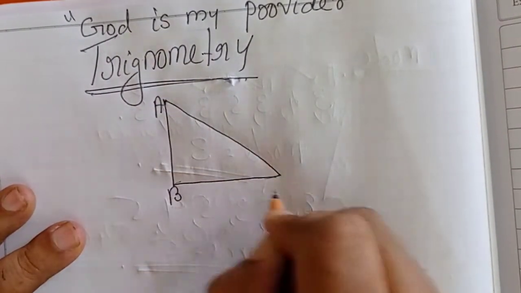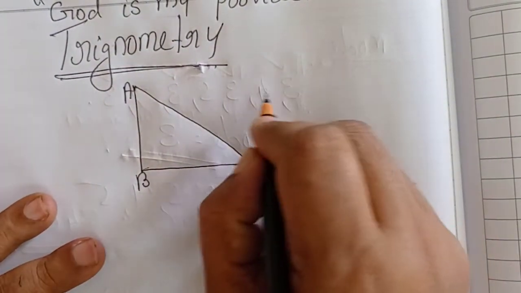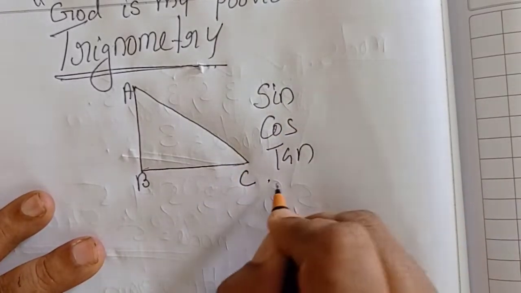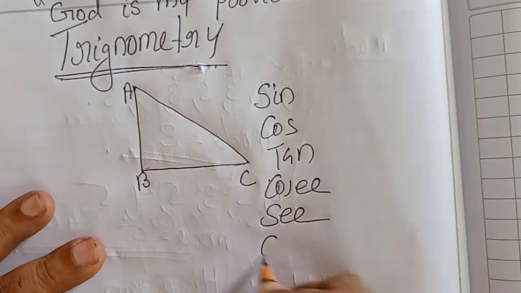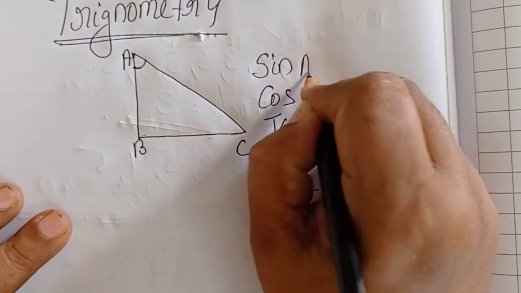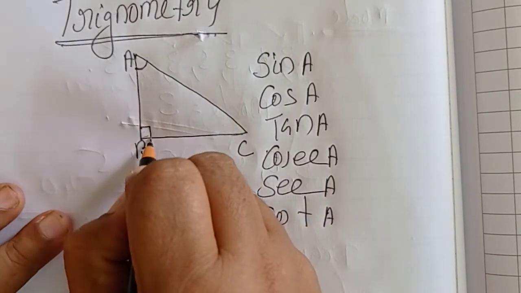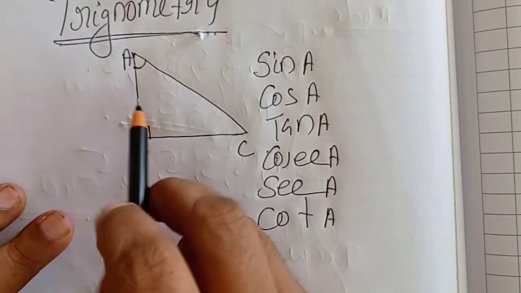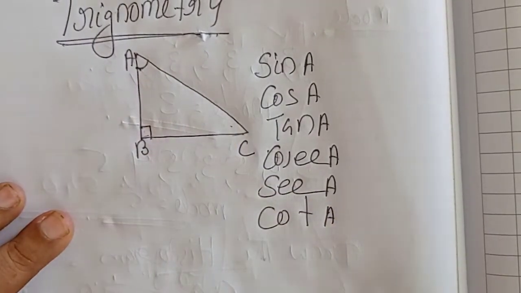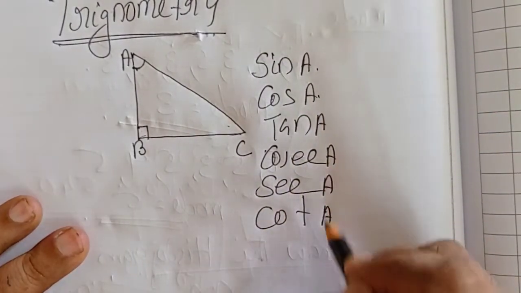ABC is a right-angled triangle, and in the case of trigonometry, there are 6 trigonometrical ratios: sine, cos, tan, cosec, sec, cot. Once again, if you select the angle A, then sin A, cos A, tan A, cosec A, sec A, cot A. Here B is 90 degree. Therefore, you can choose angle A or angle C. They are acute angles. What are the 6 trigonometrical ratios? Sine, cos, tan, cosec, sec, cot.